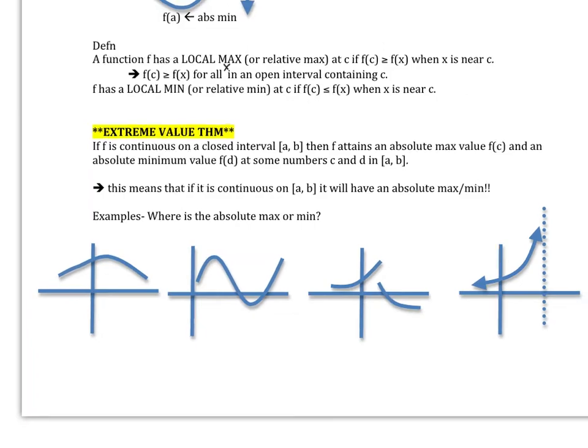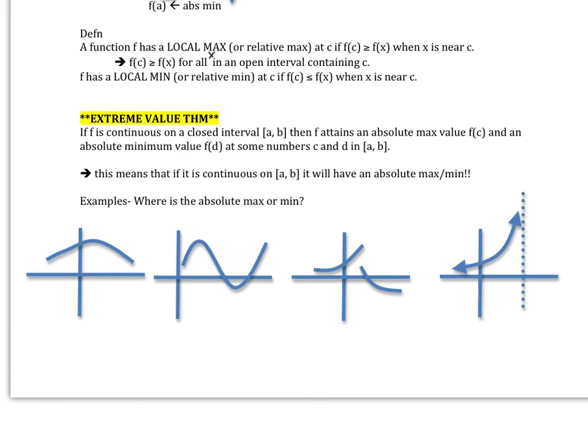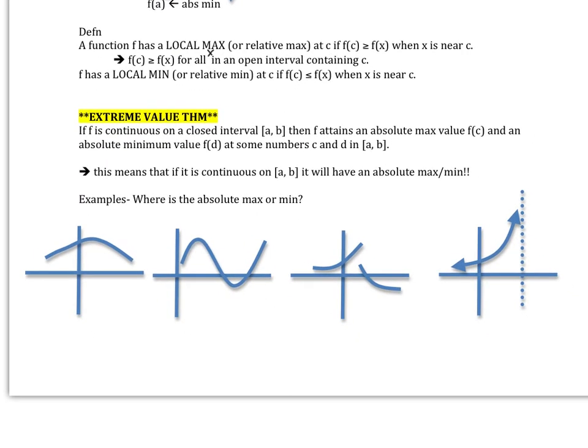And let's go ahead and bring this in a little bit so we can see all parts of this in the notes. And here we have, if f is continuous on some closed interval from a to b. Now notice the closed interval. This tells me that you're looking at the endpoints. Then f attains an absolute maximum value, f of c, and an absolute minimum value, f of d, at some numbers c and d in [a, b].